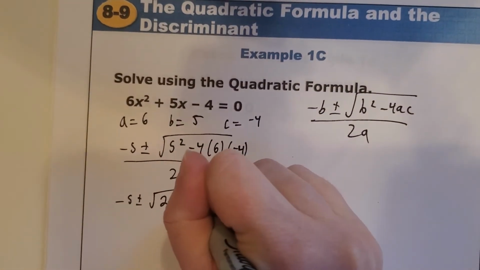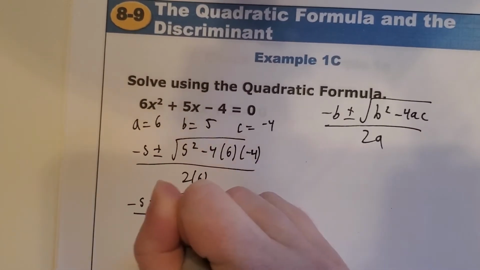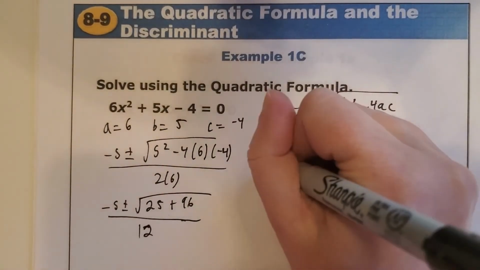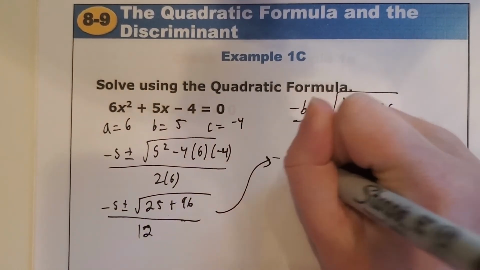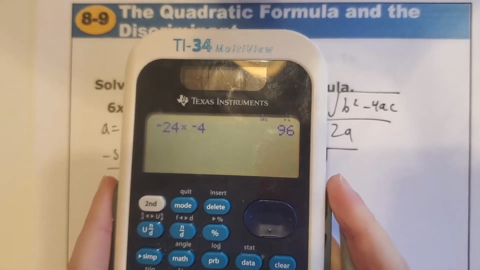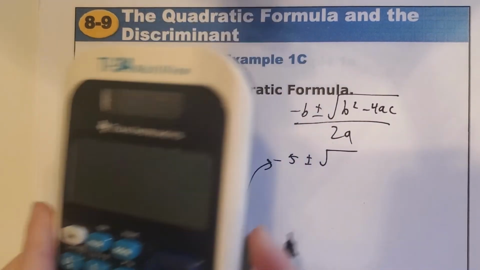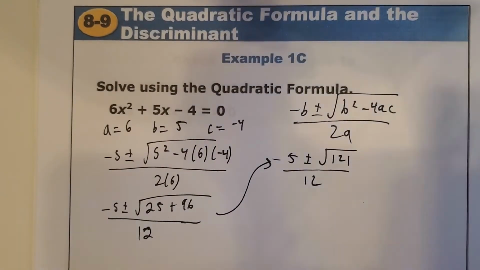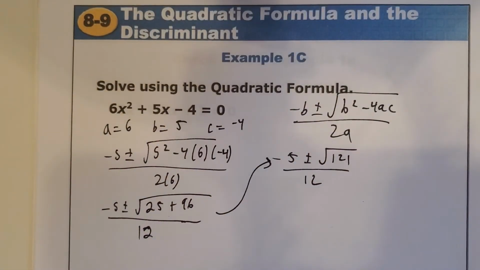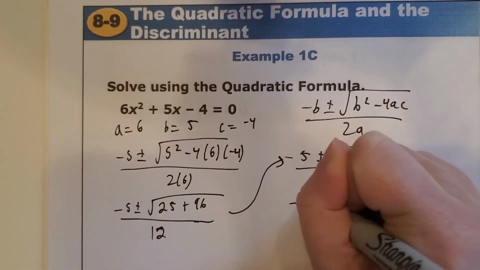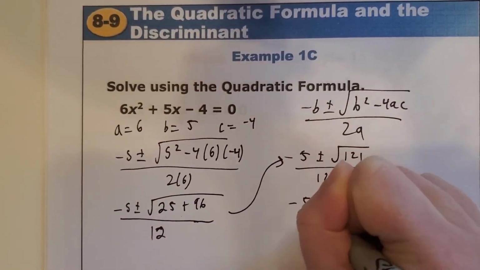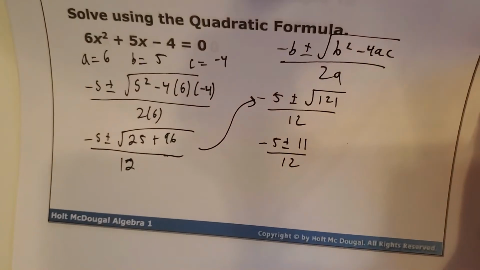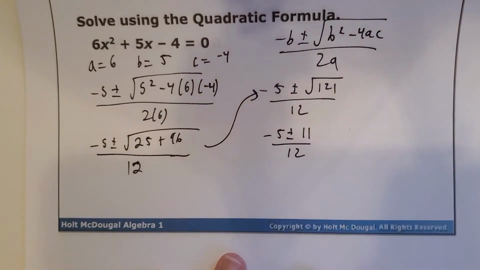So this is 25 plus 96 over 2 times 6, which is 12. All right. Negative 5 plus or minus the square root of... Oh, okay, cool. 121 over 12. 121 is actually a perfect square, in case you guys forgot. The square root of 121 is 11. So this is negative 5 plus or minus 11 over 12. And now it kind of looks like what we did earlier. All right, we can break it up and simplify them separately.